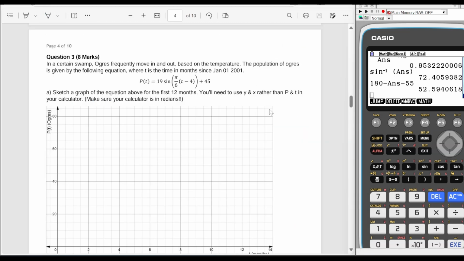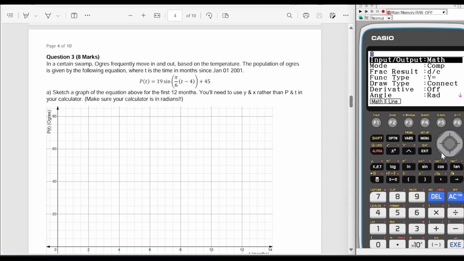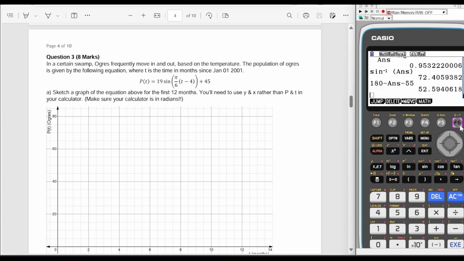All right, next up we've got a graphing question, and this one's about ogres living in a certain swamp. You'll never guess what my inspiration was. First thing we need to do is just go into setup and swap our calculator to radians. So it would be on degrees, swap it out to radians. Whenever you do a trig graph, it's in radians.